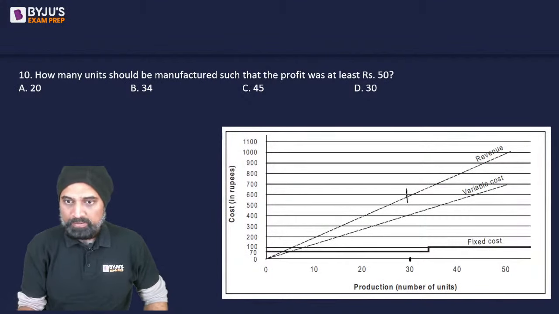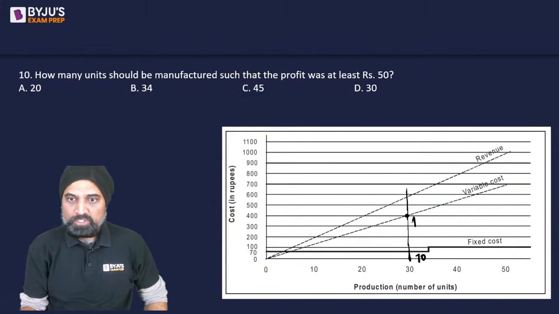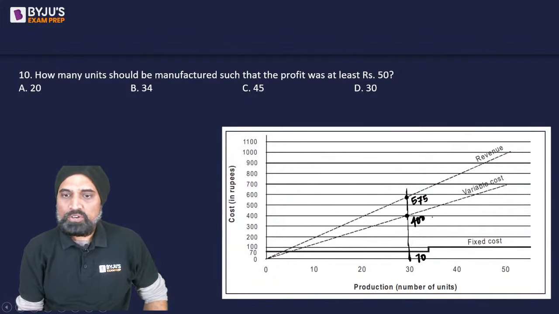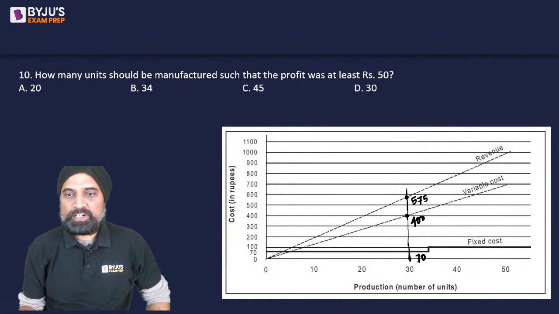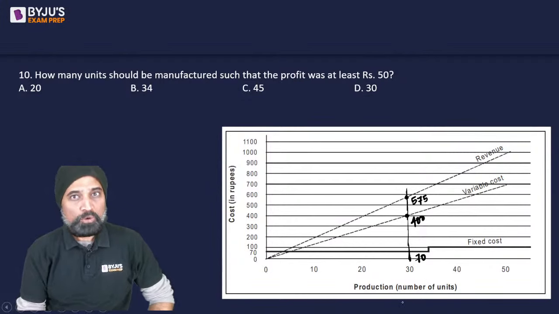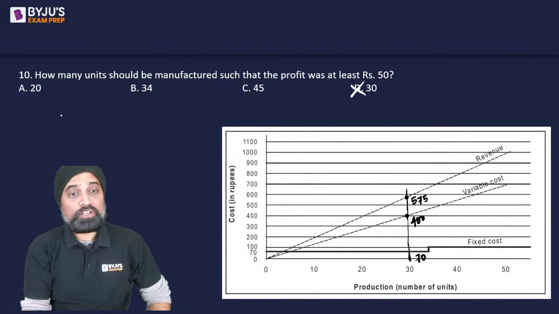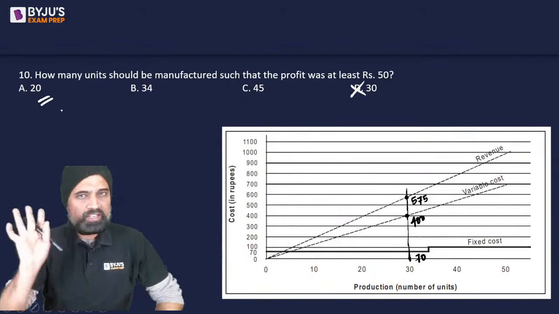So let's do this. Here the fixed cost is 70, the variable cost is 400, and the revenue is 575, let's say. So 470 is the total cost, 575 is the revenue. So the profit is going to be way more than 50. So D is not our answer, as in 30 is not it, but it is way more than 50. So let's check for A, or we can mark it and move ahead, right?